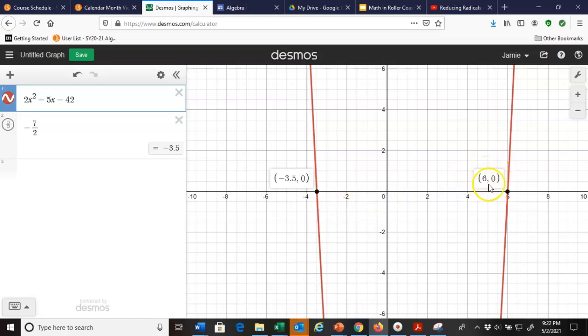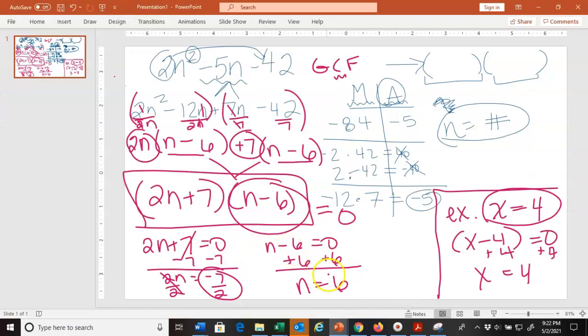You can see positive 6 is a solution, so x minus 6 is a factor, which is what we found here as the answer.